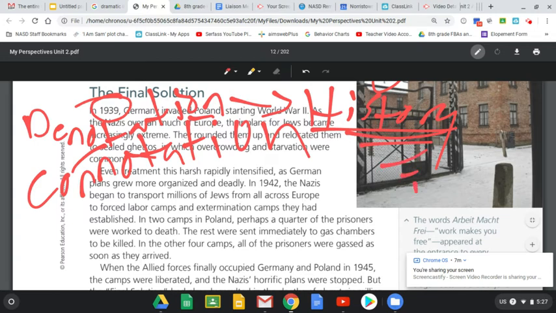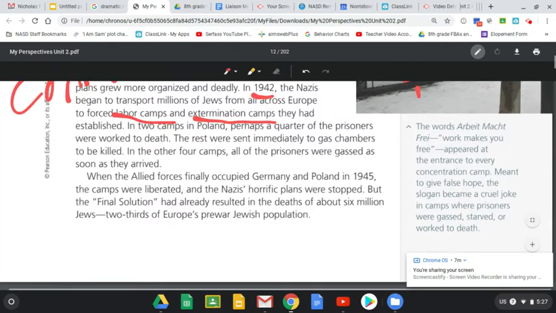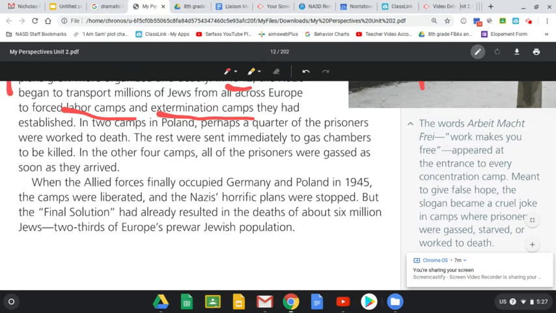Even treatment this harsh rapidly intensified as German plans grew more organized and deadly. In 1942, the Nazis began to transport millions of Jews from all across Europe to forced labor camps and extermination camps they had established. In two camps in Poland, perhaps a quarter of the prisoners were worked to death. The rest were sent immediately to gas chambers to be killed. In the other four camps, all prisoners were gassed as soon as they arrived.